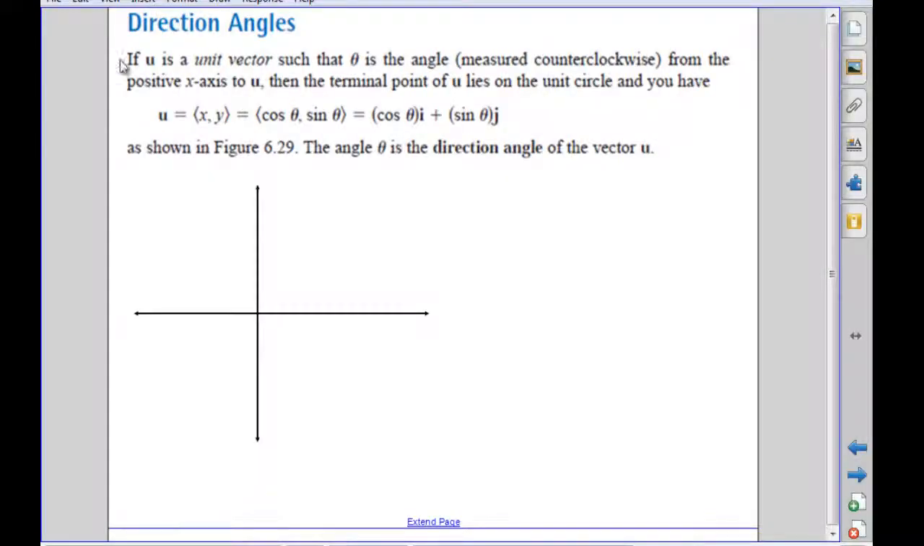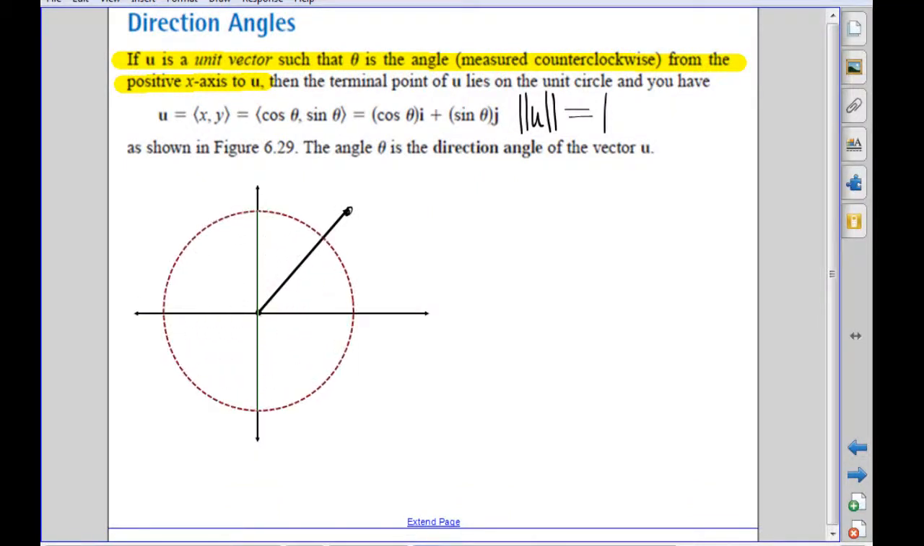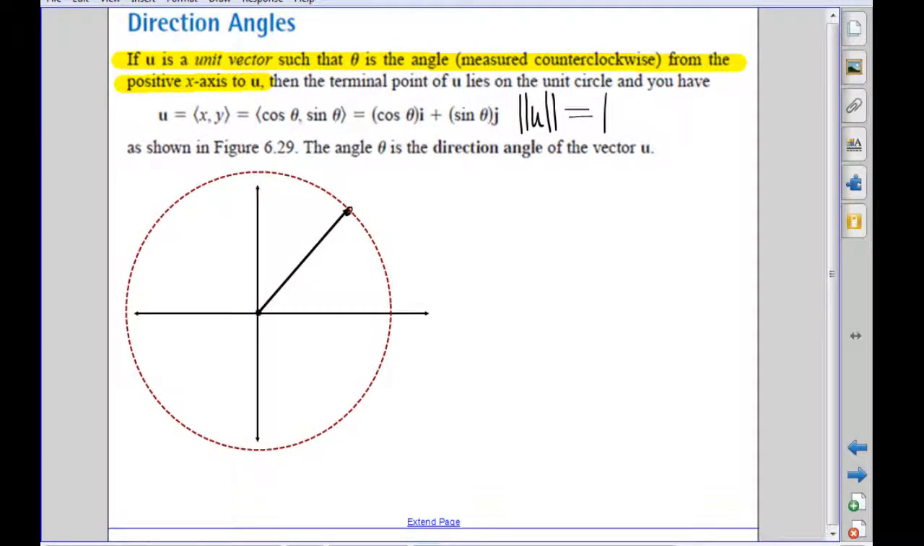So say you've got vector u, and vector u is a unit vector, such that theta is the angle measured from the positive x-axis to u. So if vector u is a unit vector, we know the magnitude of this vector has to be 1. So let's go ahead and get vector u drawn in here. Now what's great about the magnitude being 1 is we know that this terminal point must lie on the unit circle. And what's great about that is we can pull in all of our knowledge about the relationships of the unit circle in order to simplify further calculations.